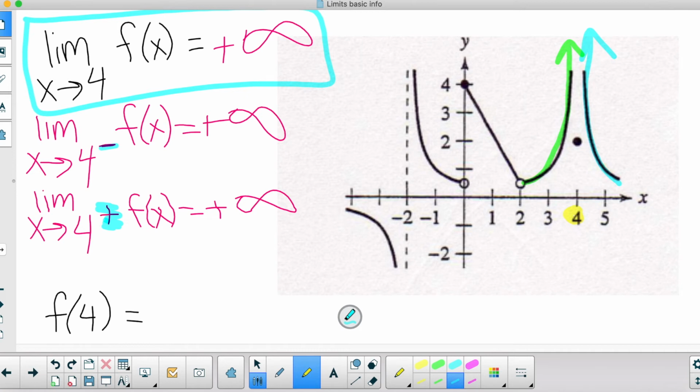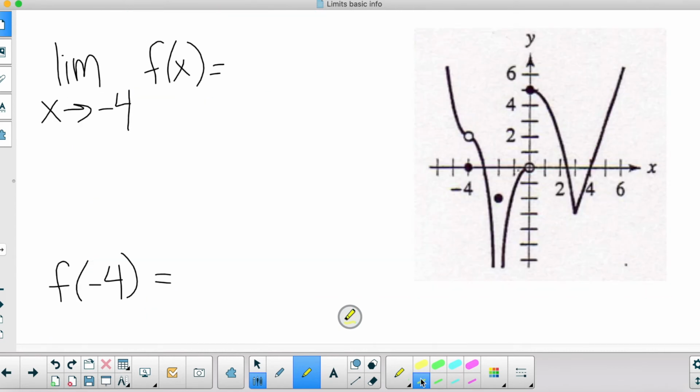Now let's look at our value at f of 4. Again, values are closed-in circles. We have a value. What is our value for f of 4? It is 2. So again, we have another problem where the limit and the value do not match. Let's try some more problems.